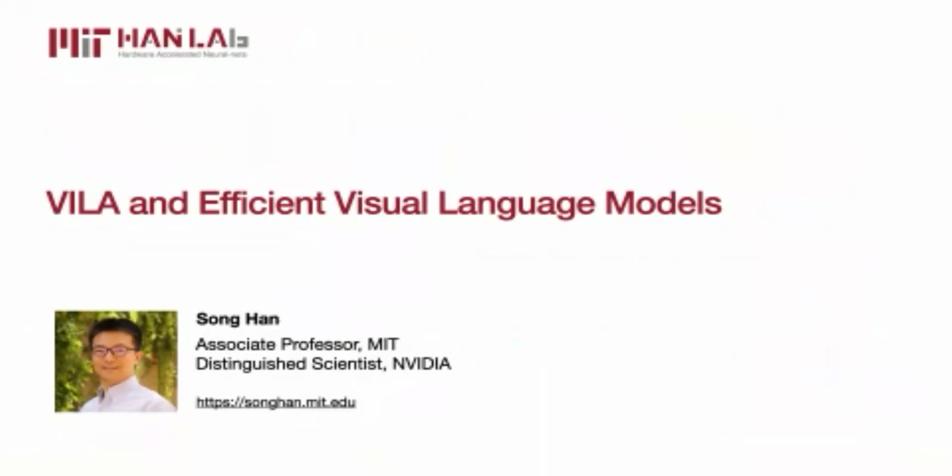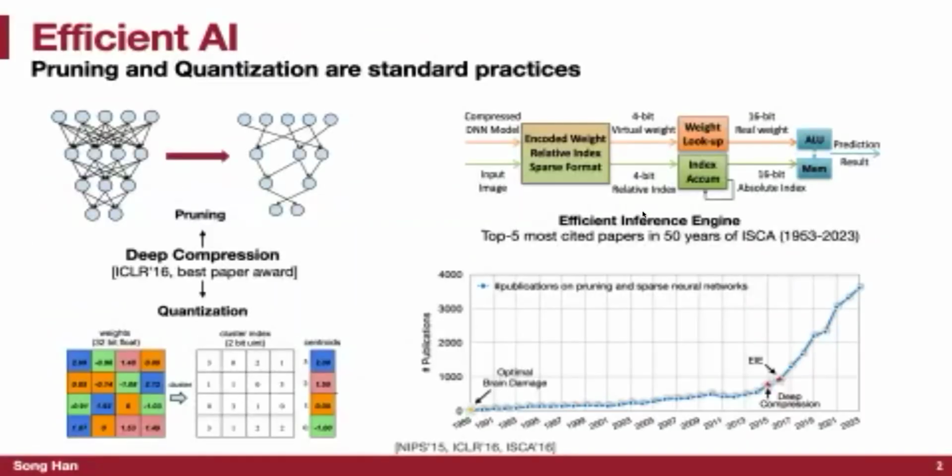Okay, hello everyone. I'm glad to talk about our research, VILA, and efficient visual language models. So today's AI is too big. I've been working on efficient AI computing for the past decade, particularly since 2016. The work on deep compression started using pruning and quantization for modern neural networks to reduce the number of weights and reduce the precision per weight, followed by the efficient inference engine, which can directly accelerate a sparse and compressed neural network with algorithm and hardware co-design.